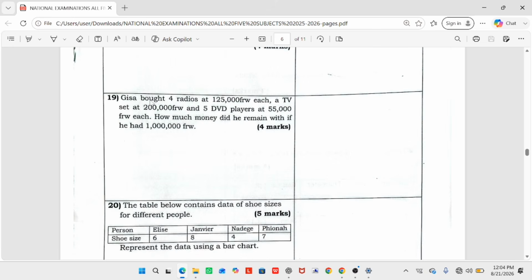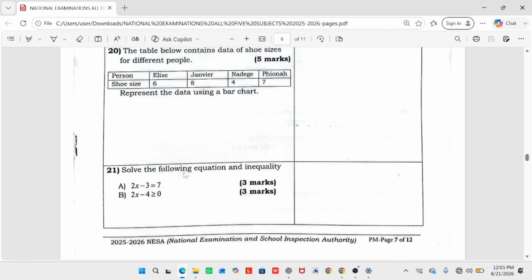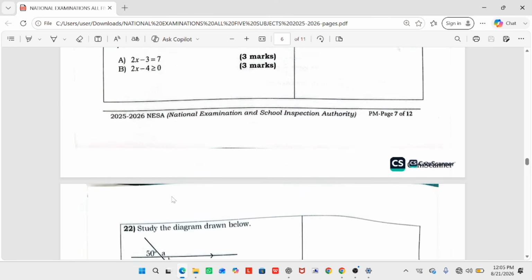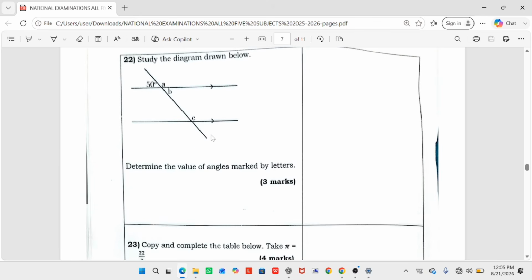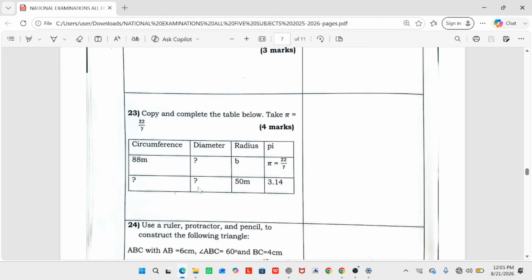Number 19, yes, this is number 19. Question number 20, the simultaneous. This is the inequality from question number 21. Determination of the angles, question number 22. Finding the diameter, and you have the circumference. You know that the circumference equals pi times diameter, and then you have the value of pi.